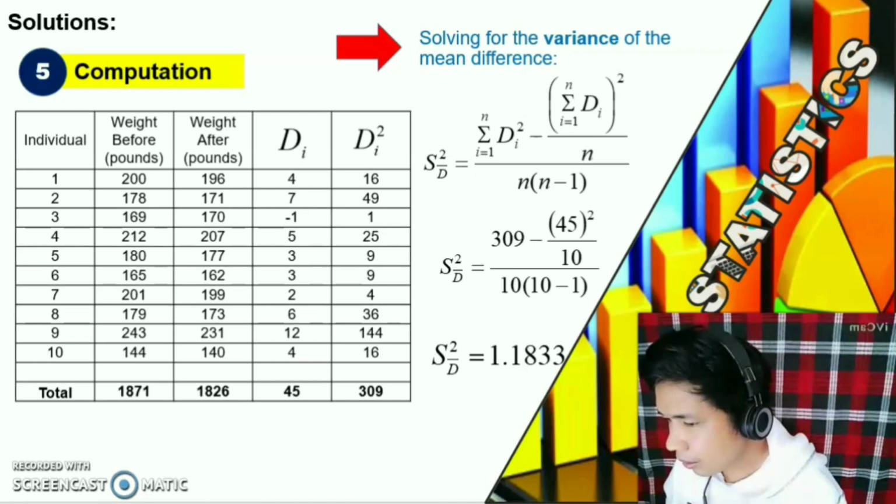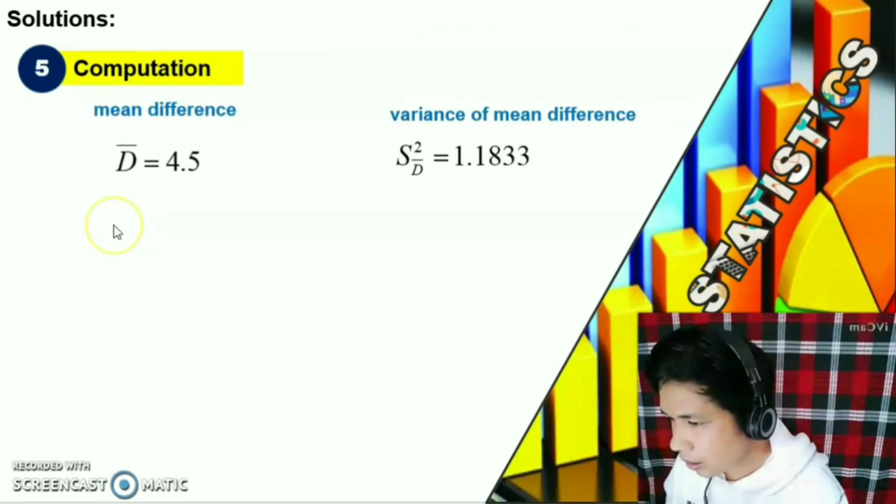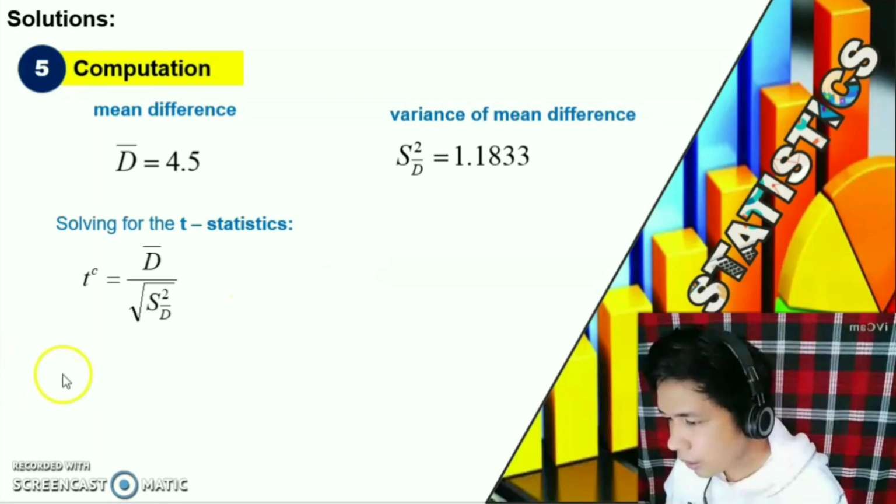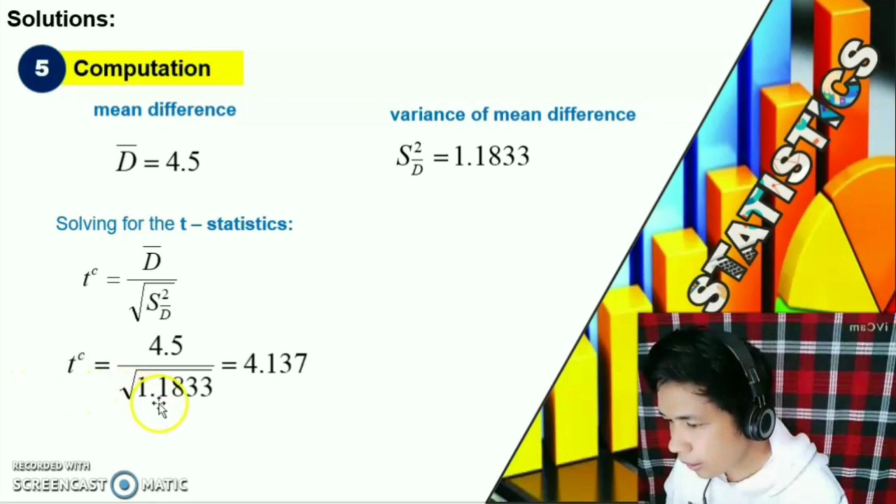By simplification, we have now the variance of the mean difference equal to 1.1833. On the next computation, we already have the mean difference, 4.5, and the variance of the mean difference, 1.1833. The next thing that we are going to solve is the test statistic, which is the quotient of the mean difference and the square root of the variance of the mean difference. By substitution, we got 4.5 divided by the square root of 1.1833, which is equal to 4.137.